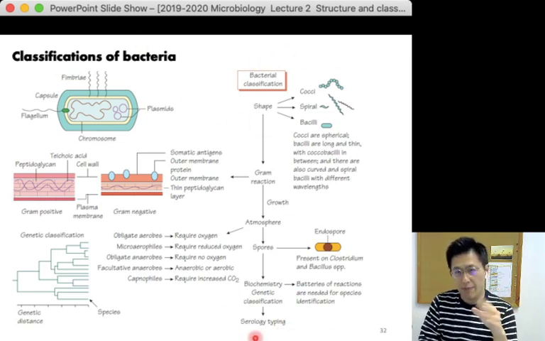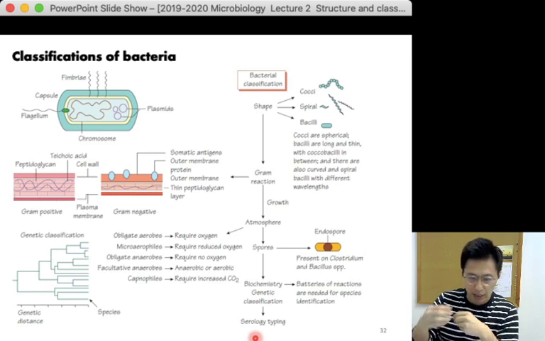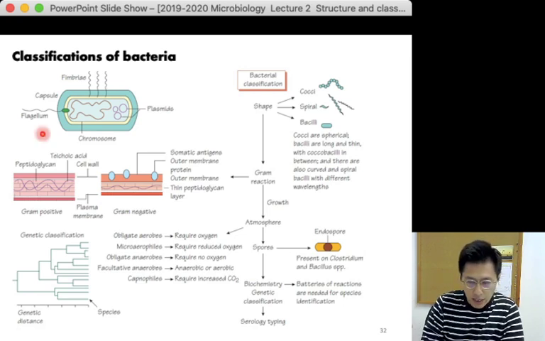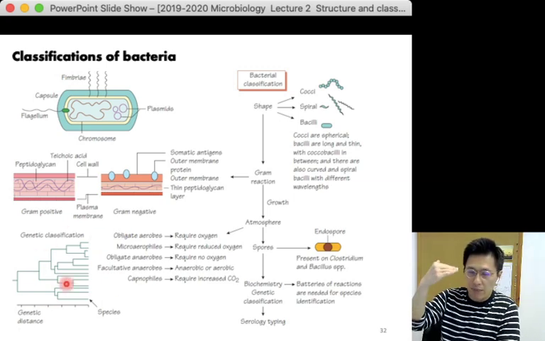And serology typing. We do serology typing to look at the species. So here is the species of the bacteria, and we can group them by specific features.